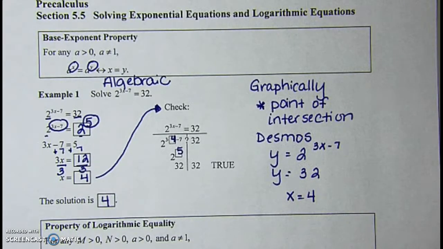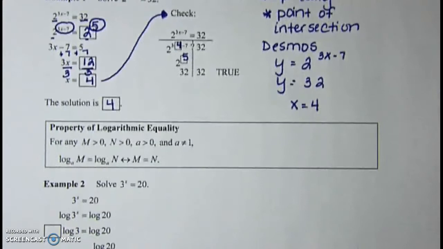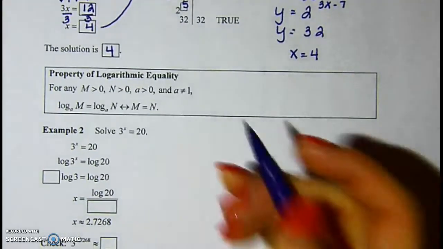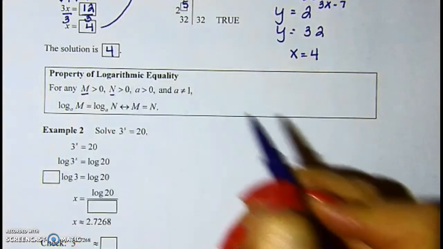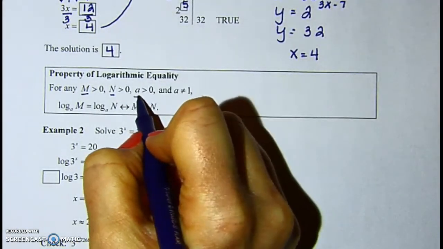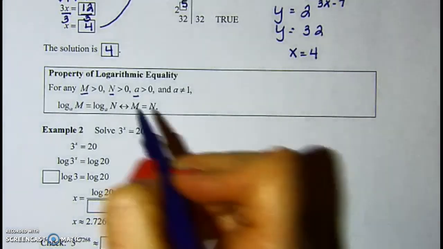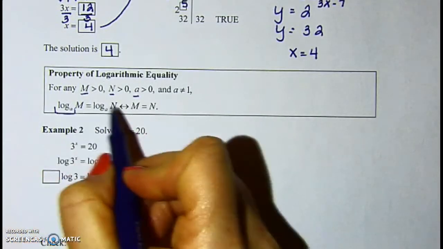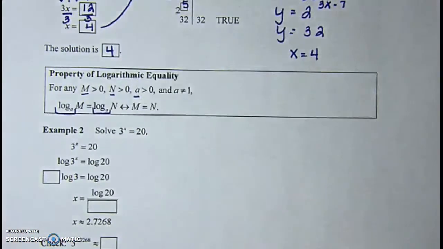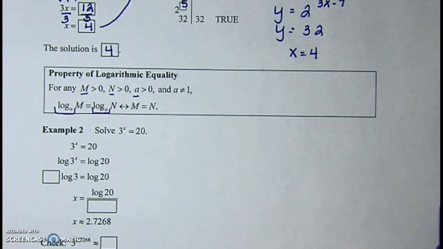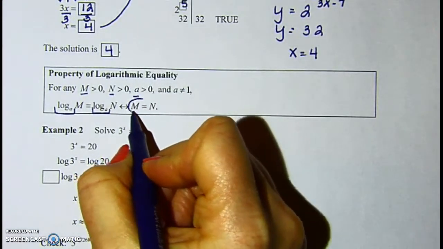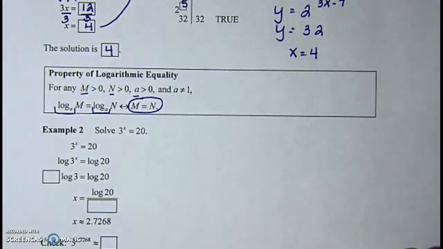A property of logarithmic equality: as long as m and n are greater than 0, as well as our base, and our base is not equal to 1, if we have log base a of m equal to log base a of n, we can say that the arguments are equal to each other.